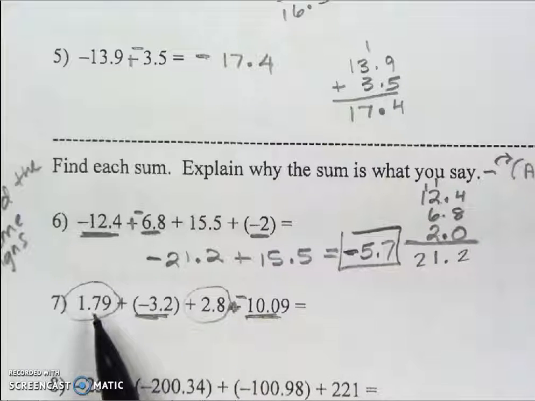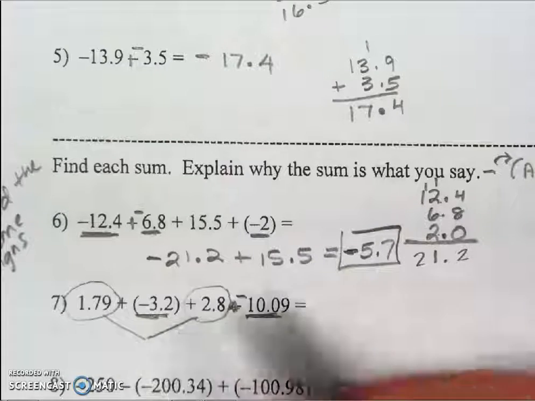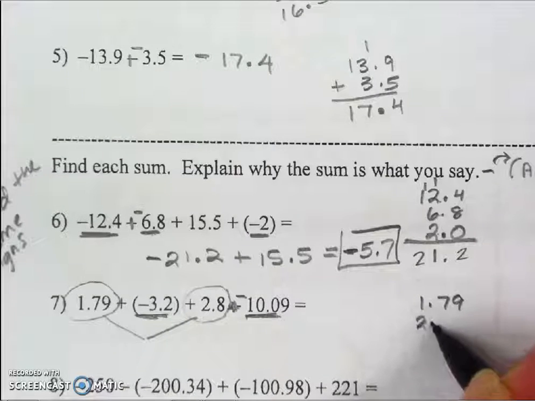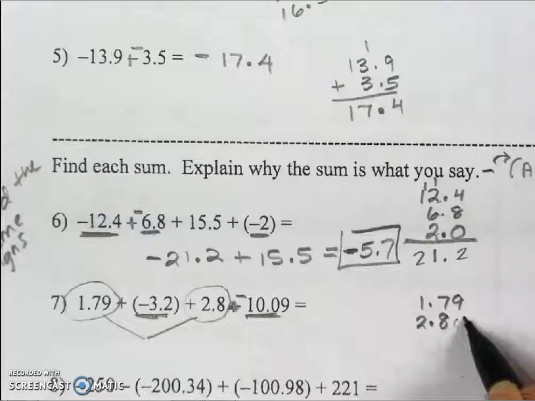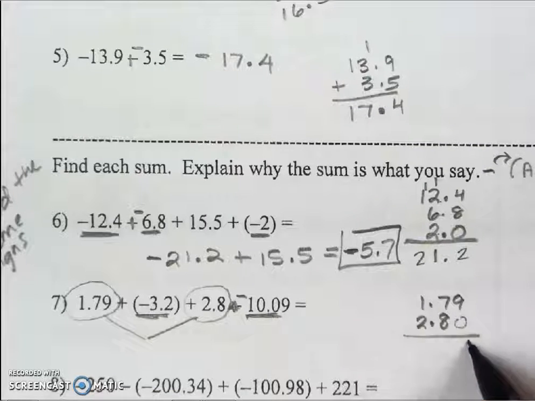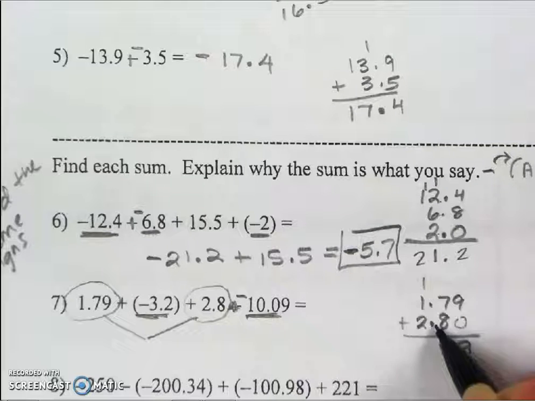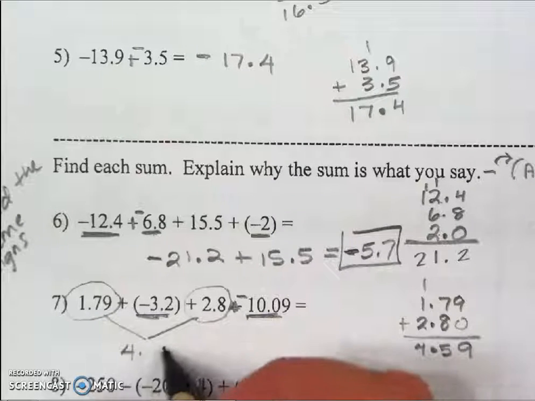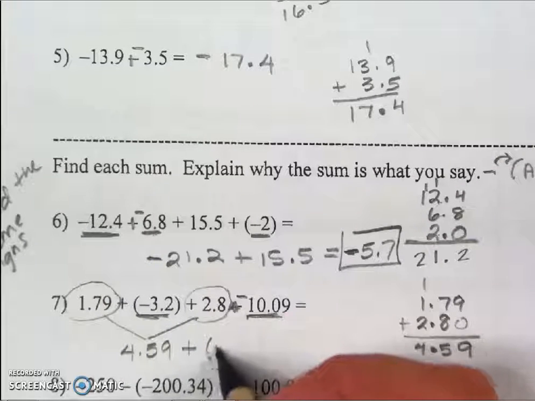So 1.79 plus 2.8. Those are the ones I'm going to do first. So let's write that to the side. 1.79 and 2.8. Remember, we line up the decimal and then we fill in with a 0 wherever we need it. 9 and 0 is 9. 8 plus 7 is 15. Carry the 1. Bring down the decimal. 2 plus 1 is 4. And so that tells me I have 4.59 positives.